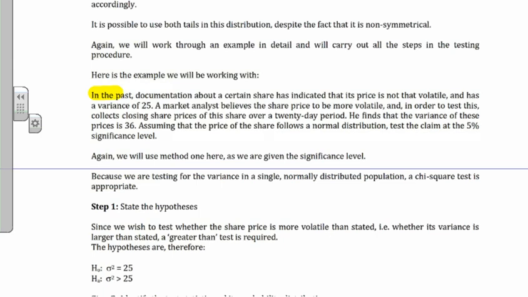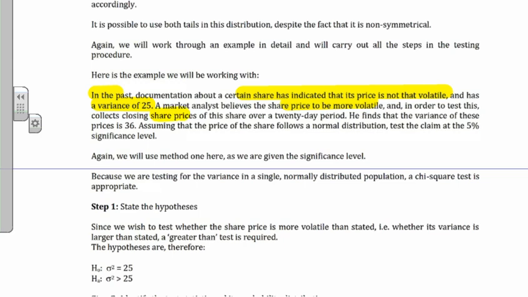In the past, documentation about a certain share has indicated that its price is not that volatile. Now, what's volatile? We normally measure volatility by things like standard deviation and variances, and it has a variance of 25. A market analyst comes along and says, no, this share is much more volatile than that, and he wants to test this. So what does he do?